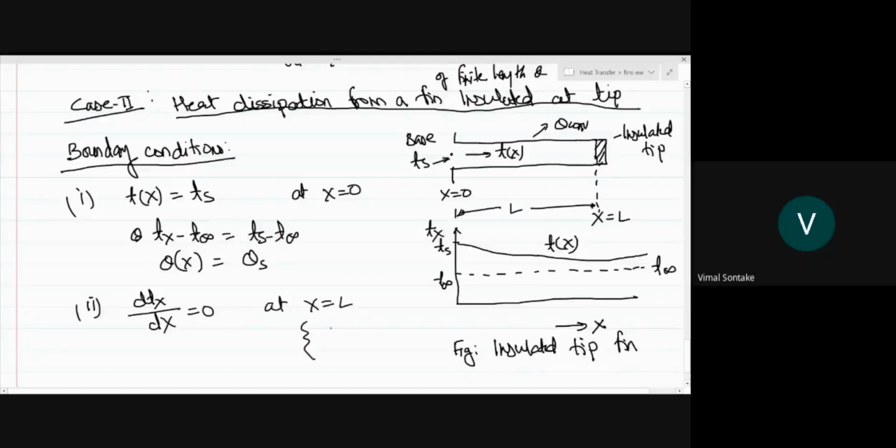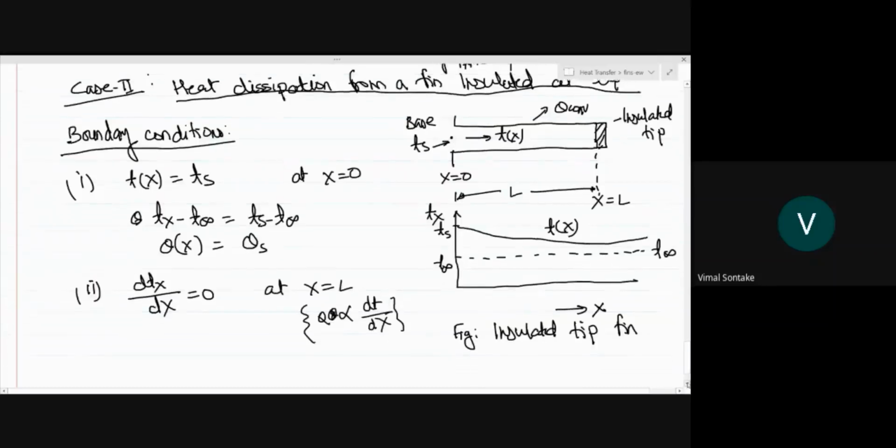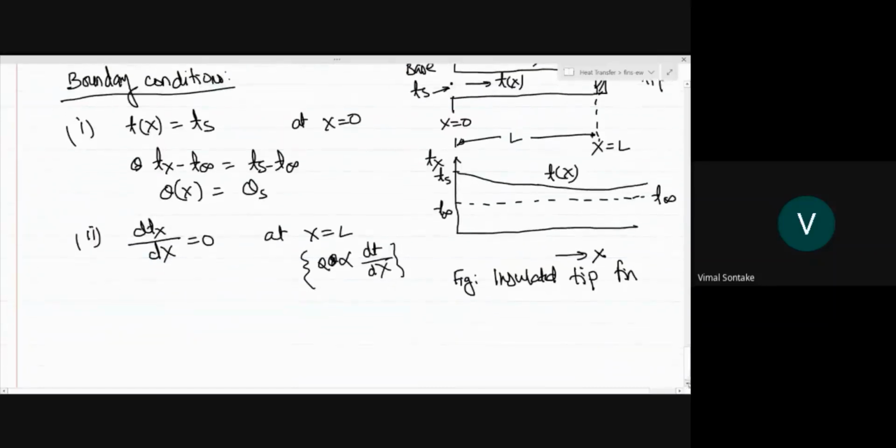From where it came? From Fourier's law of heat conduction, we know heat transfer rate is directly proportional to temperature gradient. At tip of the fin, there is no heat transfer because of insulation. So temperature gradient will also become 0. This is the boundary condition number 2. In terms of excess temperature, I can write this as d theta x over dx is equal to 0 at x equal to L.